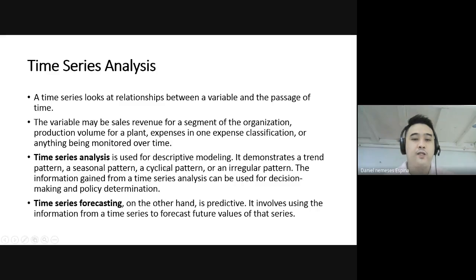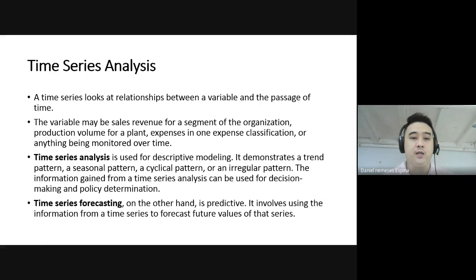So time series analysis is used for descriptive modeling. When we say descriptive modeling, we only use this to describe something or to explain something, but we do not use this for forecasting or predicting. So the time series analysis demonstrates a trend pattern.